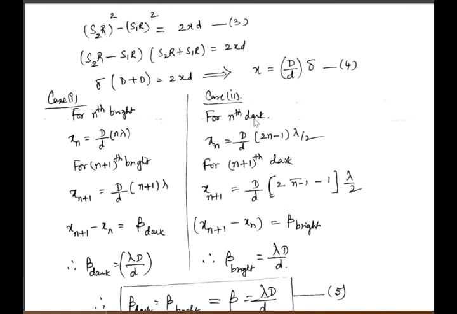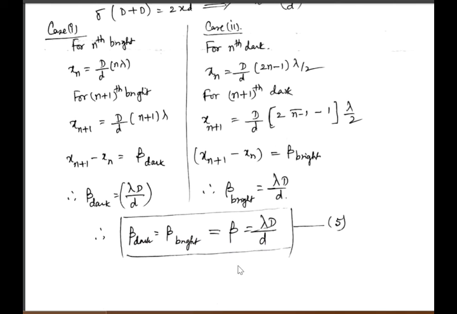Similarly, case 2, for the nth dark fringe, you put delta is equal to 2n minus 1 into lambda by 2. You will get this. For the next fringe, the n plus 1th dark fringe, in place of n, you write n plus 1. It's not n minus 1, it's n plus 1. If you take the difference, you will get the same value lambda D by d, even for the dark fringe. It means the distance between two consecutive bright fringes is a dark fringe. Even the dark fringe is of the same width, lambda D by small d.